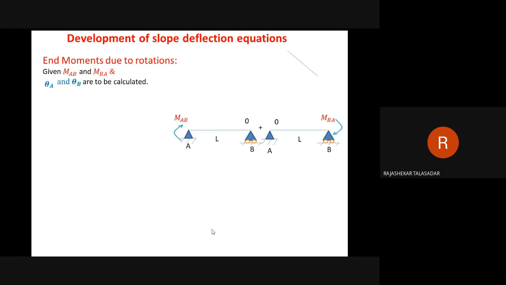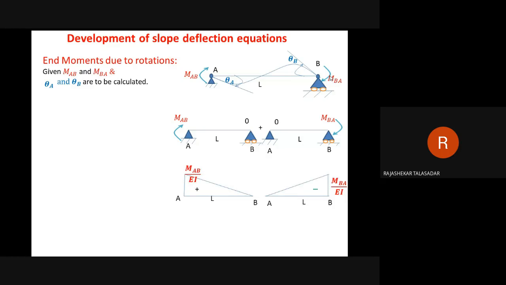Here MAB and MBA are given to you. And due to that, you have to find out theta A and theta B. So you are applying the loads as moments now. We are applying MAB at A and MBA at B. If you split this beam and superimpose, you can see here MAB at A for this beam, and at A this is 0. It means the net moment will be MAB plus 0, that is MAB itself. With respect to B, if you consider this is 0, this is MBA. Again, the net moment at B will be MBA itself.